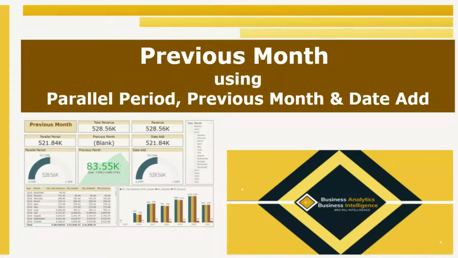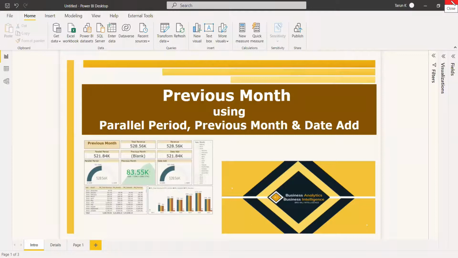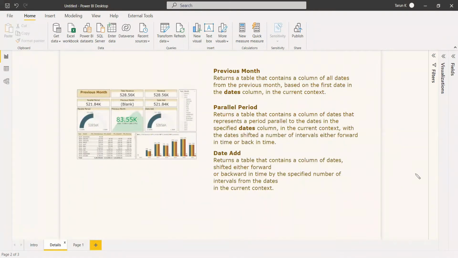In this video, we are going to calculate the previous month's revenue using three DAX functions: PARALLELPERIOD, PREVIOUSMONTH, and DATEADD. We find the previous month's revenue to compare it with the current month using certain charts and visualizations. For getting the previous month's revenue or total aggregate, you can use three functions, mainly PREVIOUSMONTH, PARALLELPERIOD, or DATEADD.